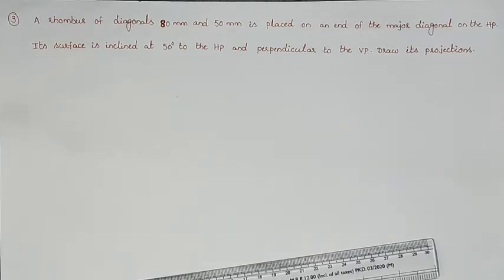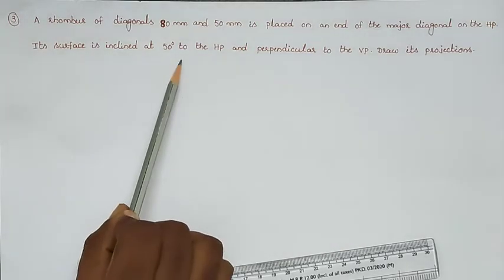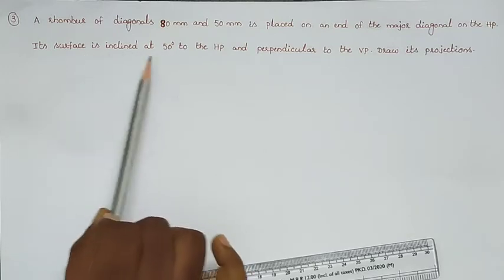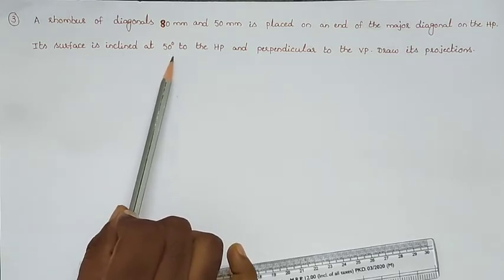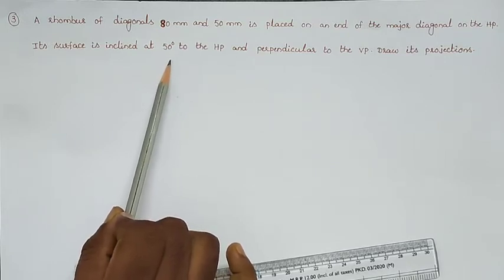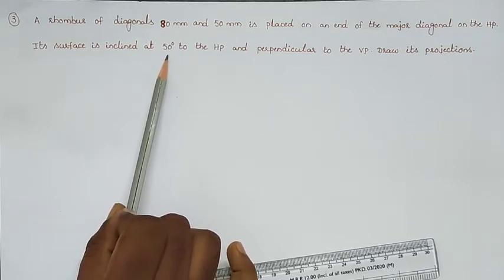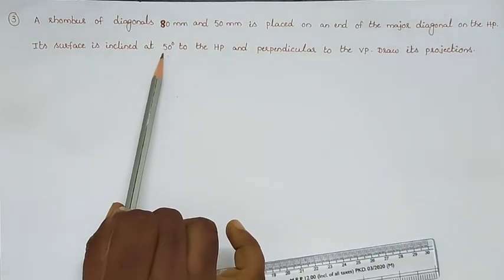A rhombus of diagonals 80 mm, that means the major diagonal of the rhombus is 80 mm and the minor diagonal is 50 mm, is placed on one end of the major diagonal on the HP. Its surface is inclined 50 degrees to the HP and perpendicular to the VP. Draw its projection. Here also they are giving the type of position, plane surface 50 degrees to the HP. So here also we will draw the projections in two stages. In the first stage we assume the plane surface is on the HP or parallel to the HP.